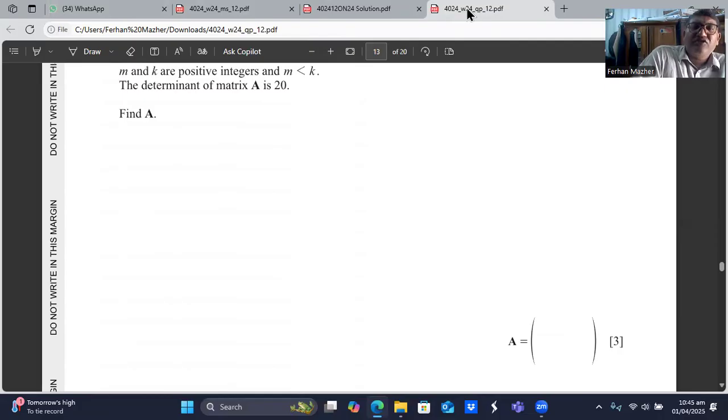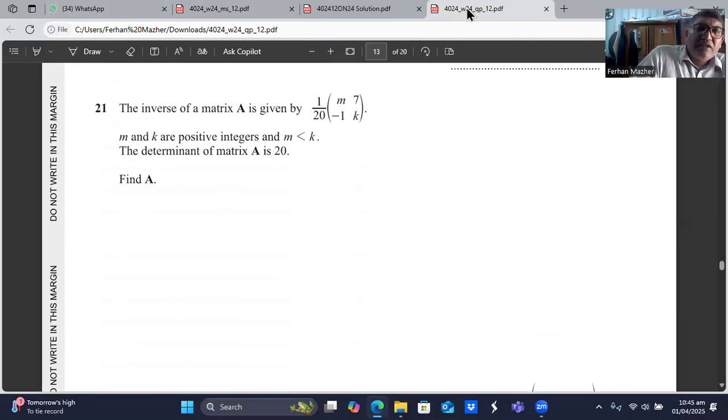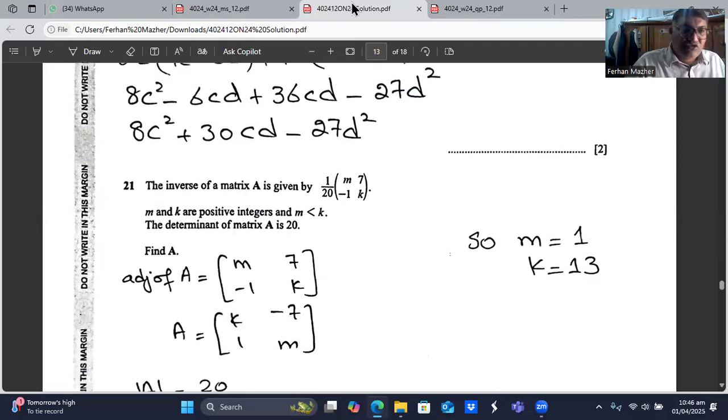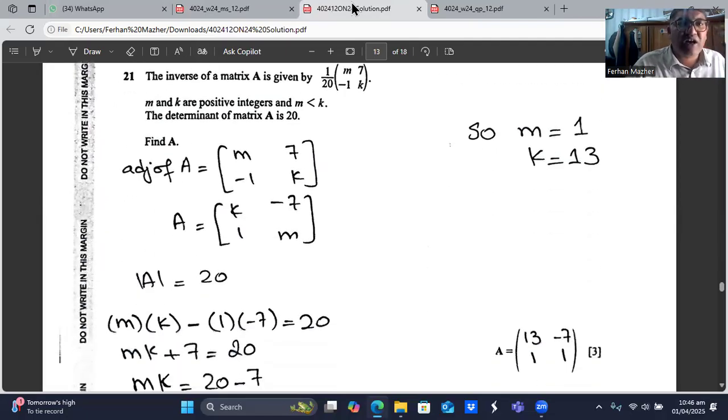Then we have question number 21. It's a 3 marks question. The inverse of a matrix A is given by 1 by 20 into this matrix [M, 7; -1, k]. M and k are positive integers and M is less than k. This is a very important word. They are integers. M and k both are integers and M is less than k. The determinant of the matrix A is 20. Find A. So we have to find out A. So you have to be very, very smart.